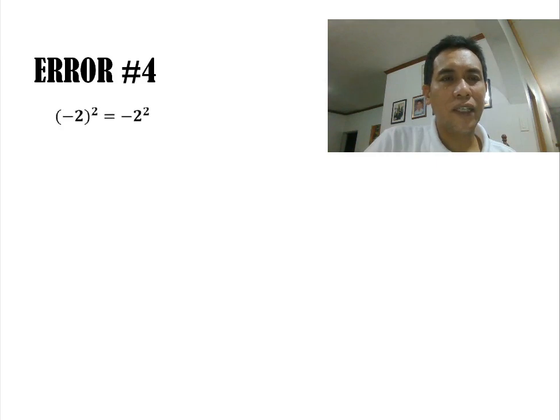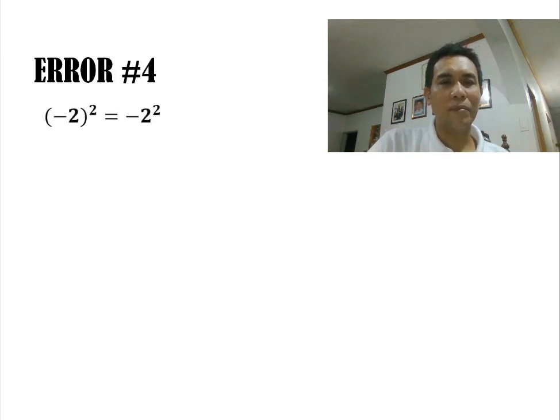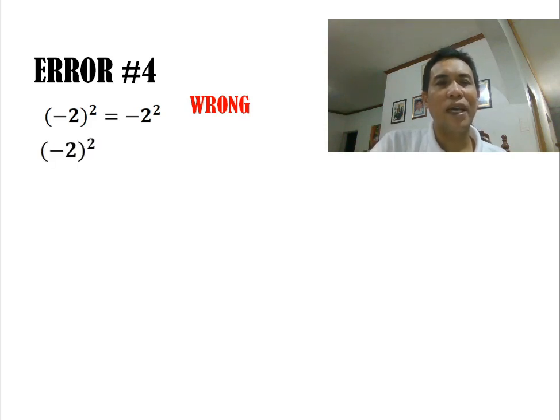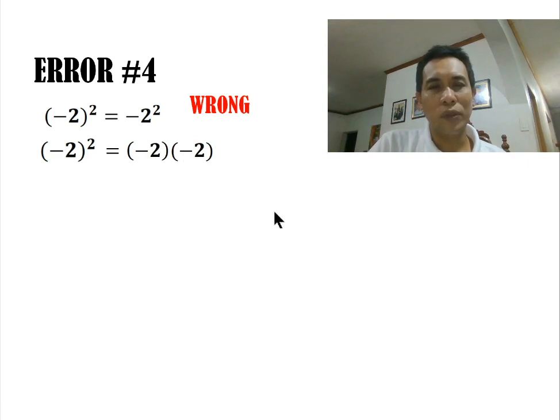All right. Let's go to error number 4. Quantity negative 2 quantity squared is equal to negative 2 squared. Do you think this is correct? Okay, this is wrong. Why? First, we have quantity negative 2 squared. Take note that our base is negative 2 and our exponent is 2. And our exponent will tell us how many times we are going to multiply the base. So this is equal to negative 2 times negative 2, and the product is positive 4.